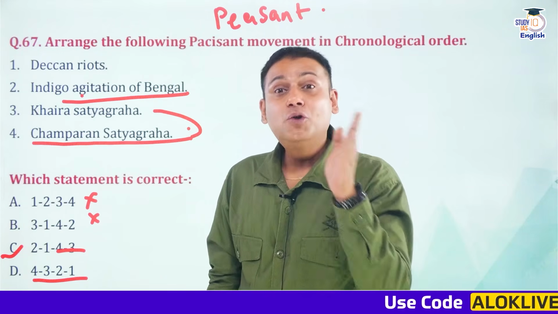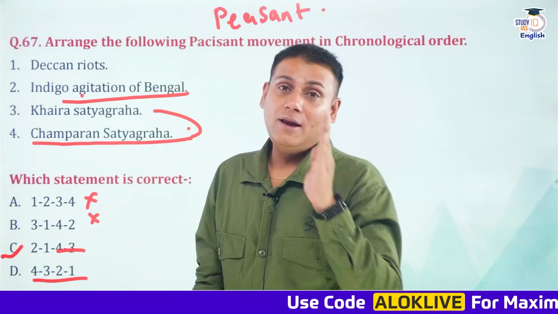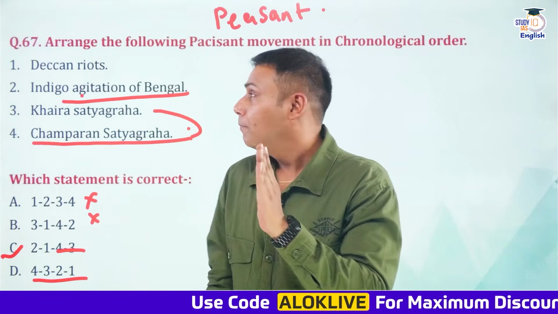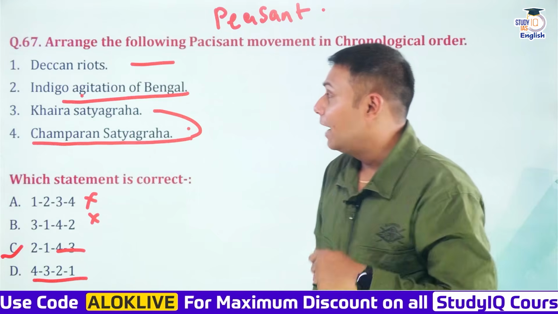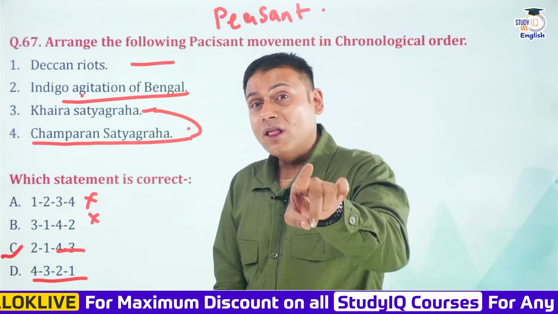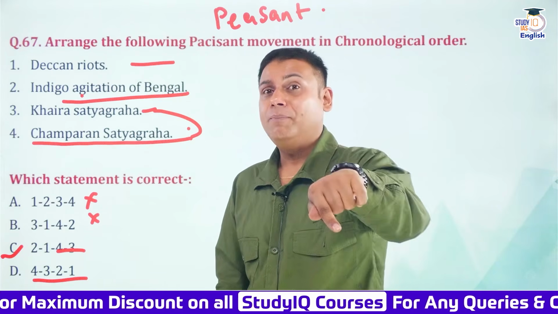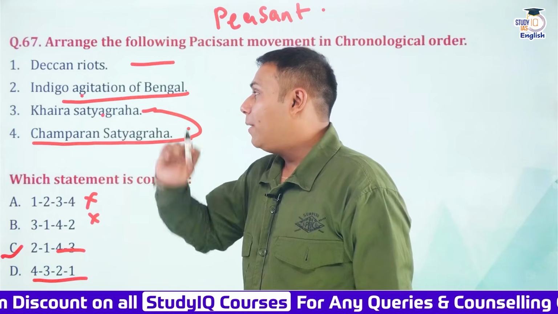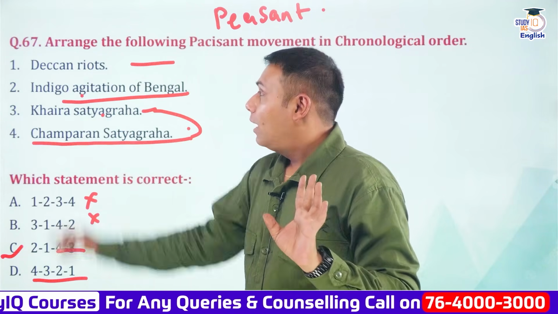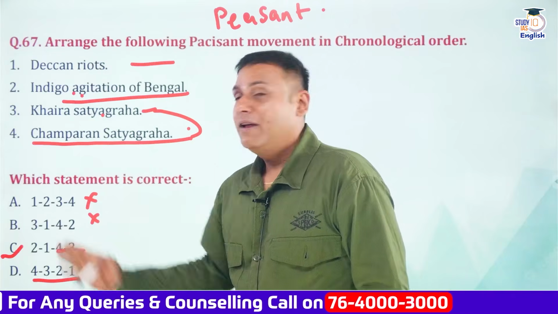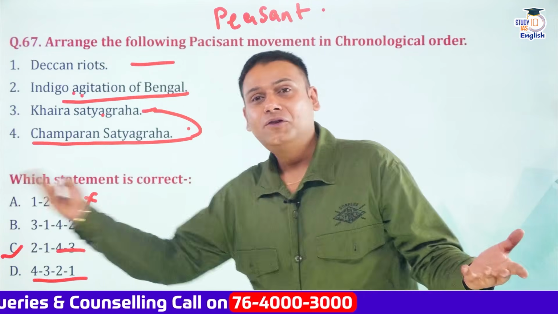So try to go with the elimination technique. It will help you a lot. We did not know the exact date of Deccan Riots, nor of Kheda Satyagraha. But we knew one thing, that Kheda Satyagraha was after Champaran Satyagraha, so option 3 would be after 4. The first one is Indigo. So obviously we have derived the answer 2, 1, 4, 3.